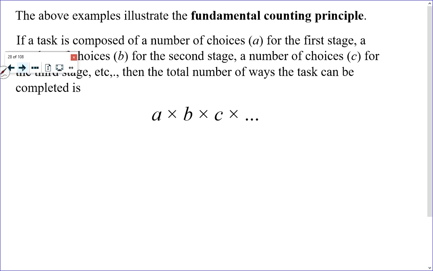So if there are A ways of doing the first stage, B ways of doing the second stage, C ways of doing the third stage, and it continues, then the number of ways you can complete the entire job is by multiplying those numbers together.